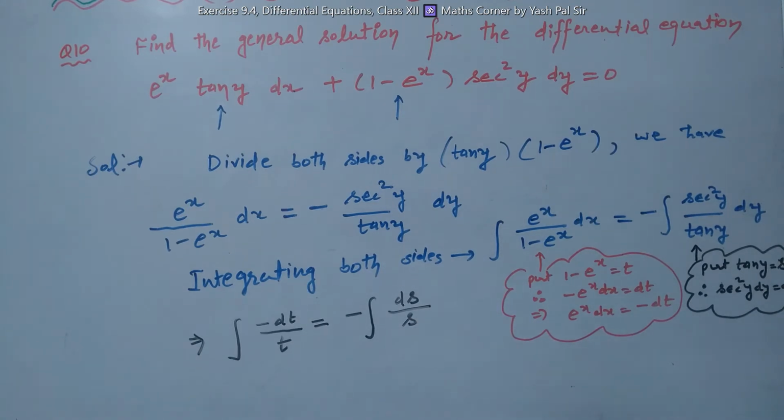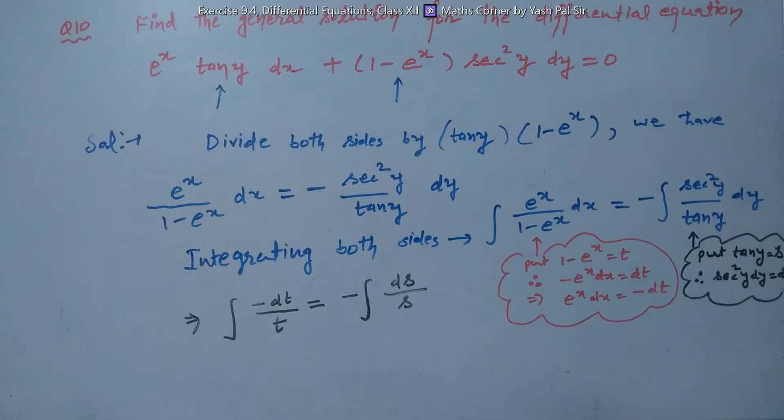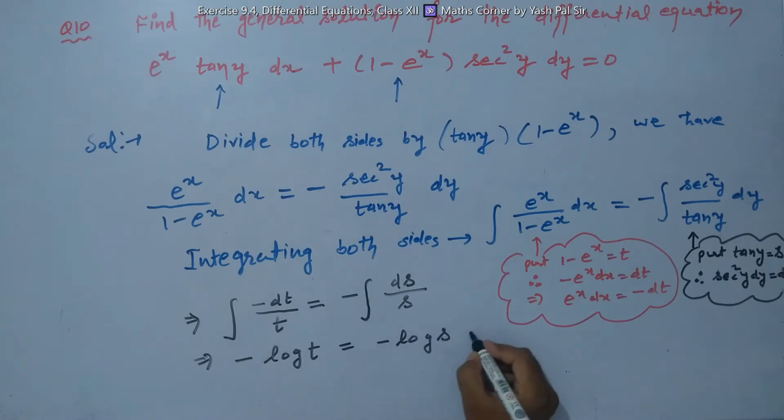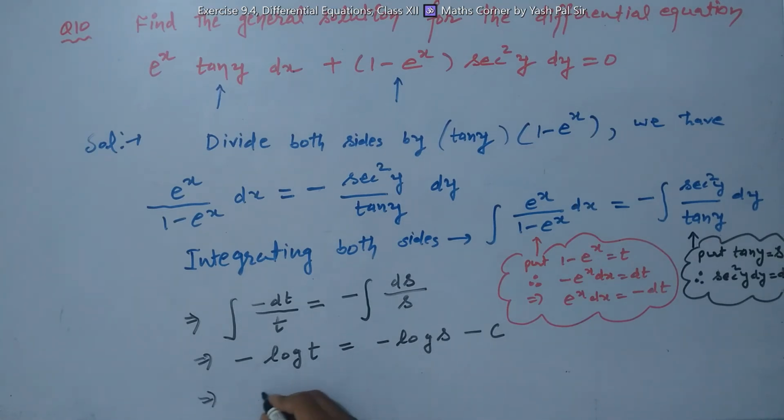Now what we do further, integration of 1 upon t is log t, so minus log of t is equal to minus log of s. Similarly, we can say minus c, the constant of integration. Right? So this way, minus minus is cancelled. So we are left with log of t.